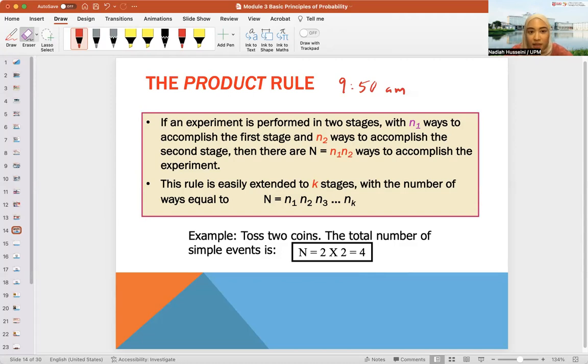If we cannot list out all the n's, remember your n so far that we have seen is very small, either 6 or 4, and you can list it down by hand. But what if your n is very, very big, like 100 or 1000? Probability deals with a lot of data, so most of the time the n will not be 6 or 4. We need to know these rules so that we can find out the n's. For example, we're still using the toss 2 coins example.